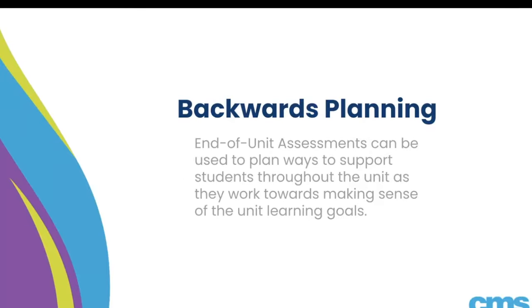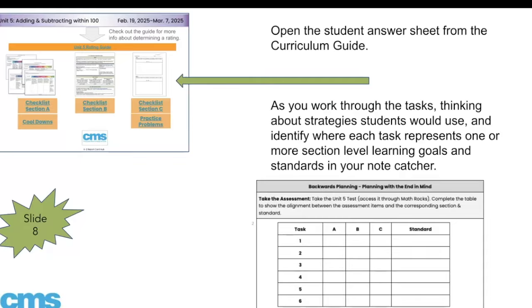Next, we want to think about backwards planning. End-of-unit assessments can be used to plan ways to support students throughout the unit as they work to make sense of the unit learning goals and standards. On slide 8 of the curriculum guide, open the student answer sheet linked on the page. As you work through the tasks, think about the strategies students would use and identify where each task represents one or more section-level learning goals. Also identify the standards in your note catcher. Pause the video here and take about 8 to 10 minutes to work on the tasks.